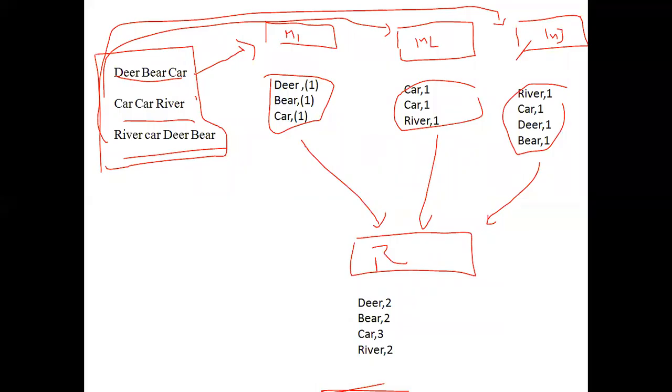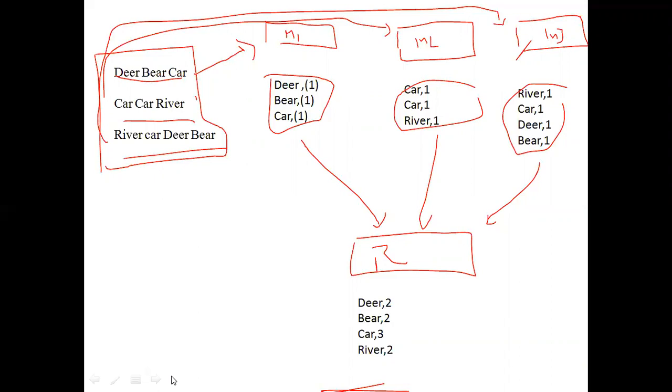This is the output of the reducer. The number of mappers will depend on the number of input splits. By default, there will be only one reducer. The reducer will combine the output in this way. This is the original input file, and finally we get the output in this format.